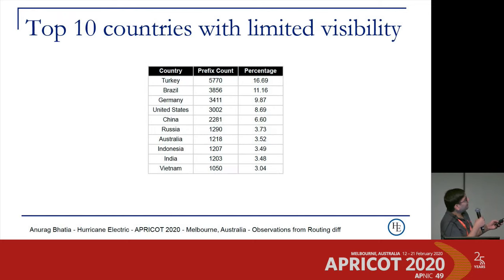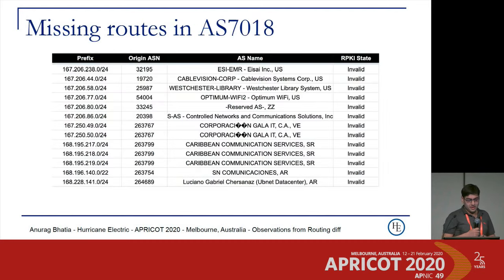Here's the case of countrywide limited visibility. Out of the entire list, somewhere around 5,000-plus routes, which accounts for 16% of this list, were from Turkey, which were missing there. Then Brazil 11%, Germany 9%, US 8%, and so on. So it's a pretty diversified set of countries. It's not as if just routes in the Asian region are missing across these providers, or a region in the US. It's diversified in that sense, which again points to it not being something specific a set of people are doing.